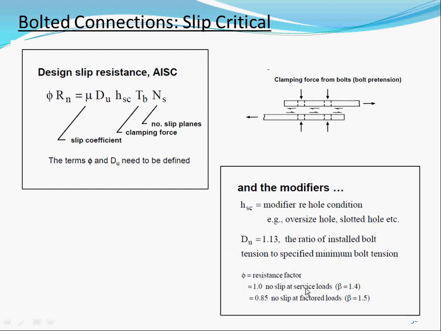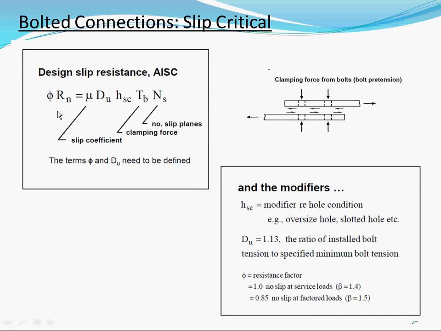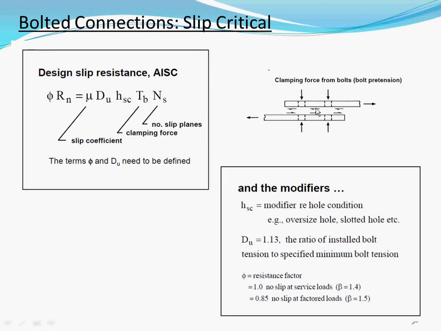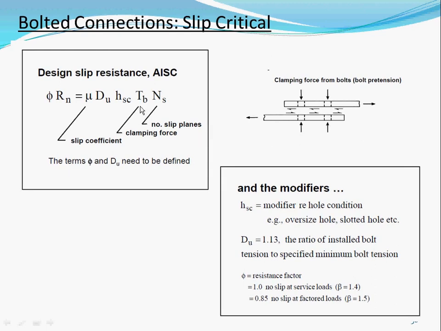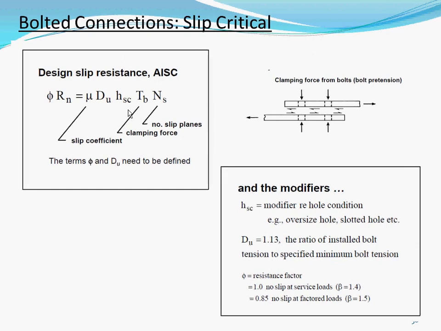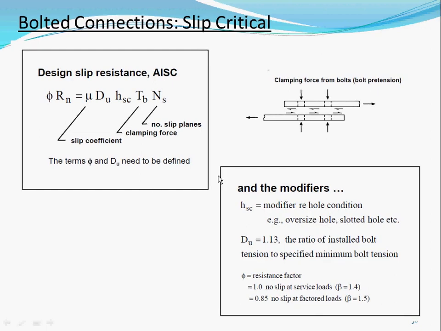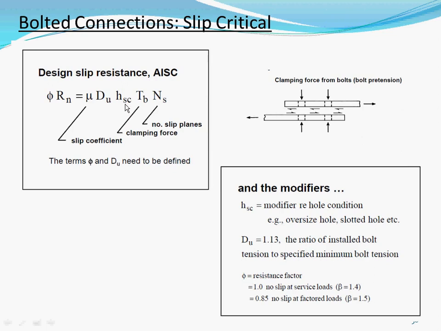Okay, phi is for when you have no slip at a service load or effective load. So that's what phi is. But the hsc, Tb, and Ns we'll talk about. Ns is the number of slip planes. Tb is the clamping force, basically how much tension force you're clamping it down to when your friction develops. hsc is another modification. Again, these are based on whether your hole is standard size, oversized, or slotted. They give you a number in the code.